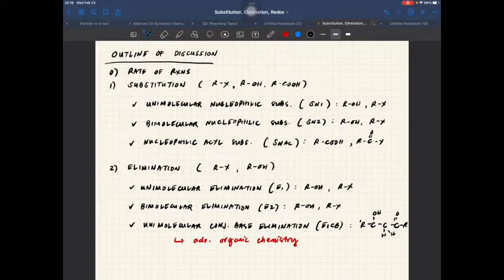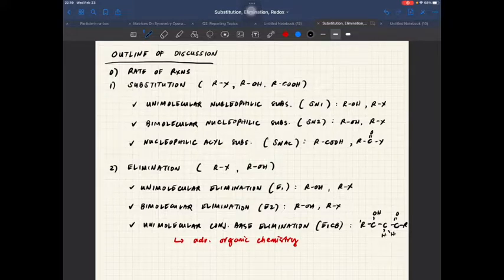First, we will discuss the concept of the rate of reactions. Then we'll delve deeper into the substitution reaction in the context of alkyl halides, alcohols, and carboxylic acids. Under this topic, we have three subtopics, namely unimolecular nucleophilic substitution, or Sn1 reaction, for alcohols and alkyl halides. Next, we'll discuss bimolecular nucleophilic substitution, or Sn2, same for alcohols and alkyl halides. And finally, we shall be discussing nucleophilic acyl substitution, or SNAc, which is basically the main reaction of carboxylic acid and their derivatives.